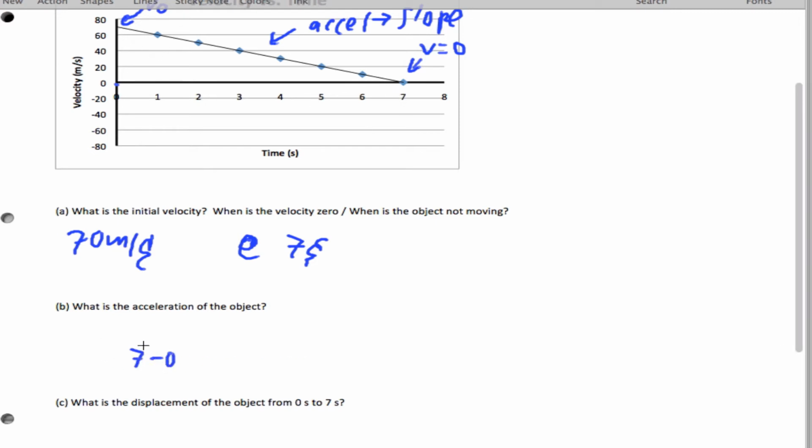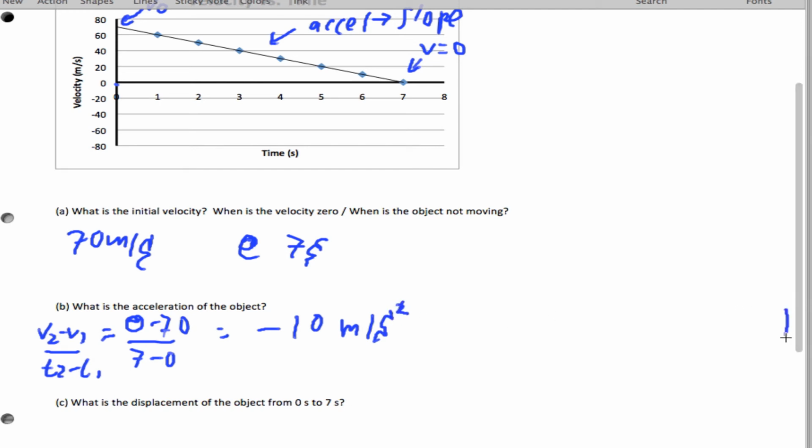So from the formula for slope, I'll do rise over run, which is going to be v2 minus v1 over t2 minus t1. v2 is 0 and v1 is 70. And so I am getting a value of 10 meters per second squared negative as my acceleration.